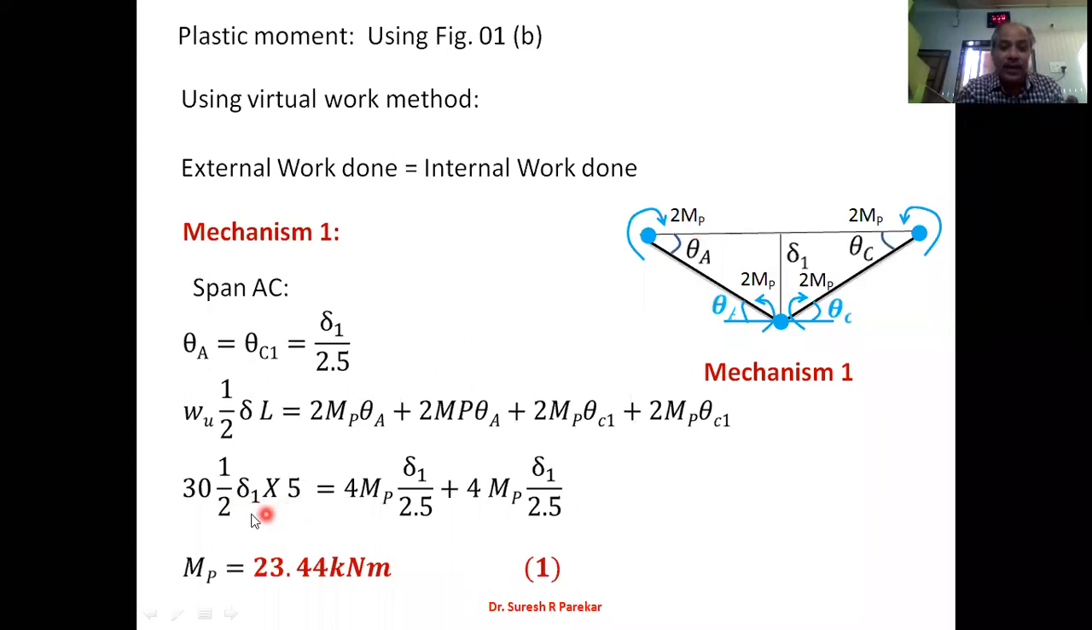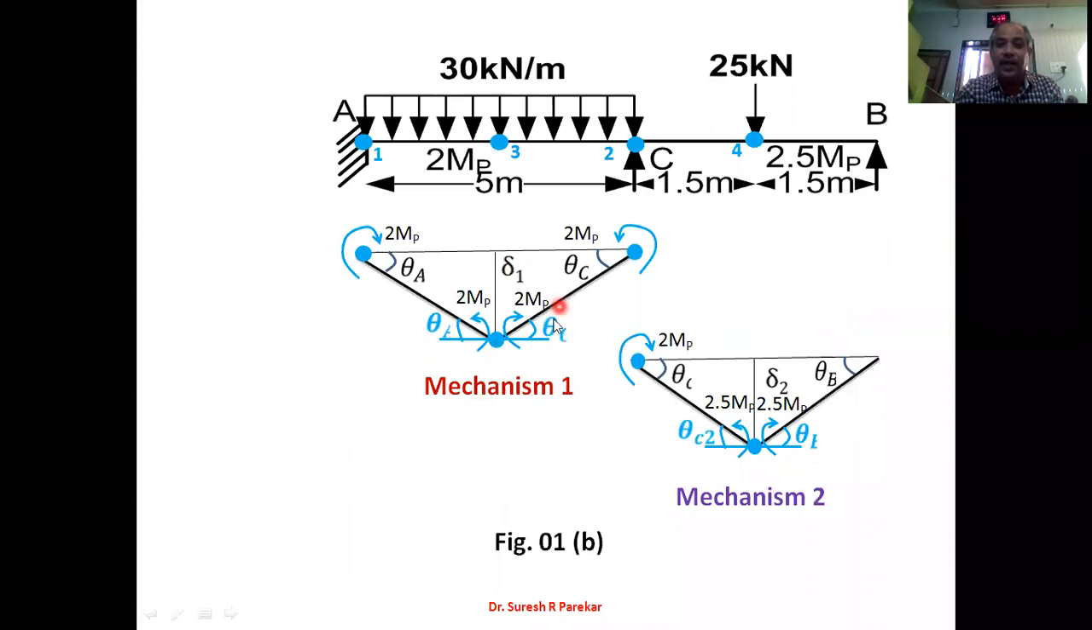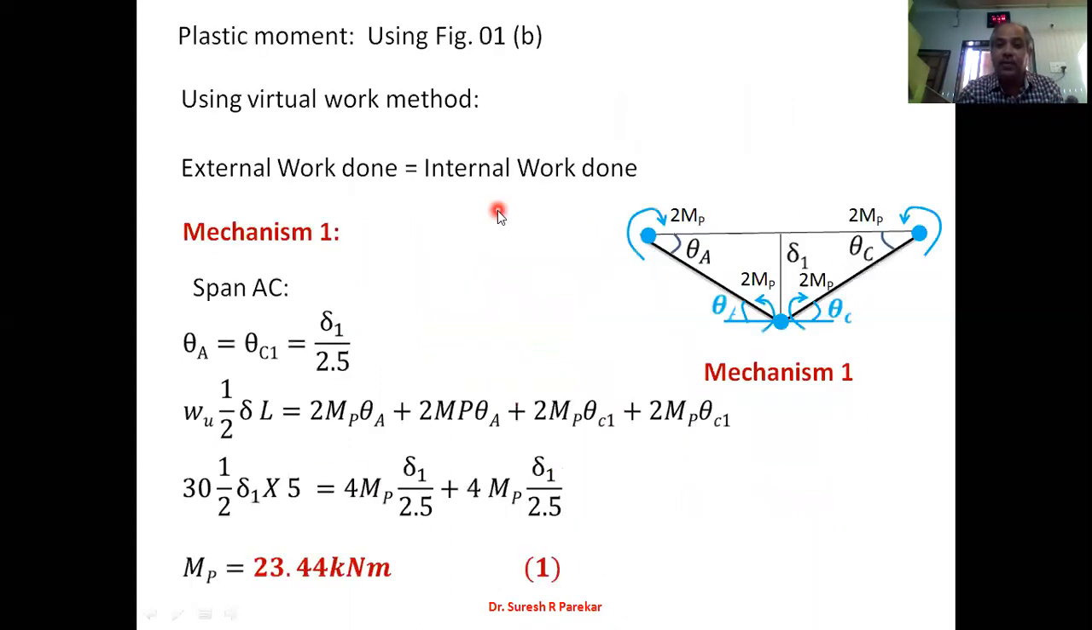So now why we will take half delta 1 into 5? Again UDL, under UDL we have to take total area. So total area we have this half delta 1 into 5. Because under UDL we have to take area of this. Gives me first value of MP, which is 23.44 kilonewton meter.